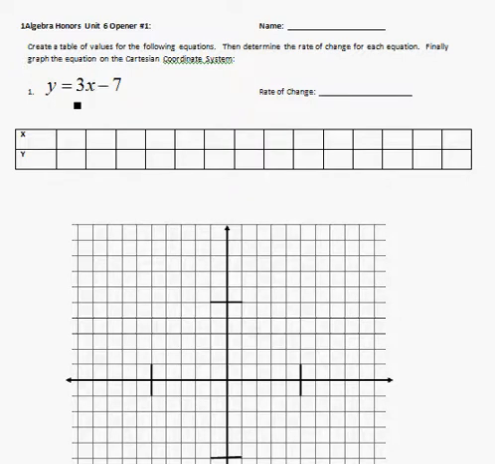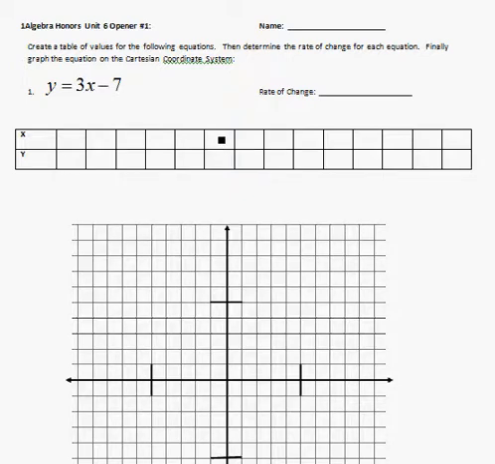So this equation, y equals 3x minus 7, has two variables, x and y, and we can think of x as the input and y as the output, which means if we choose a value of x, we can find out what value of y we get when we plug that value in for x.